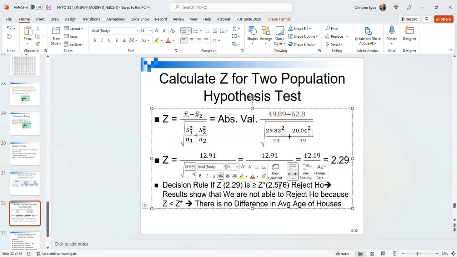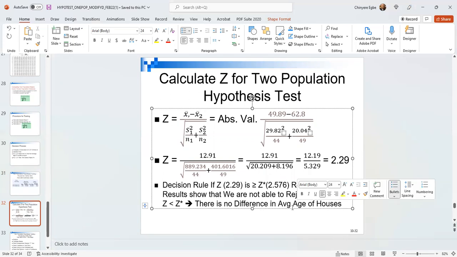No, it's not. Okay, so because 2.29 is less than 2.576, which is to say that Z is less than Z star, therefore, we fail to reject the null hypothesis that the average age of houses is the same, and conclude that there is no significant statistical difference between one family and two family houses with regard to their average age. So that is essentially what we are doing.